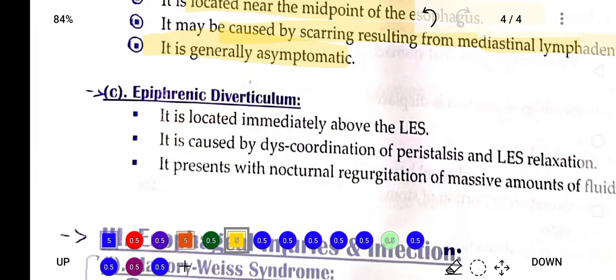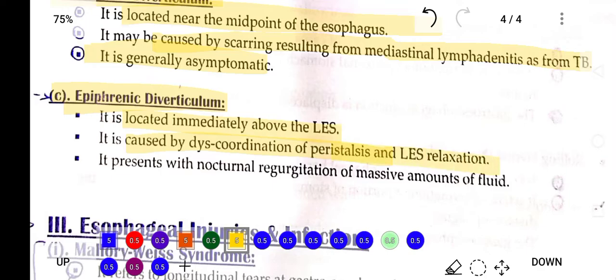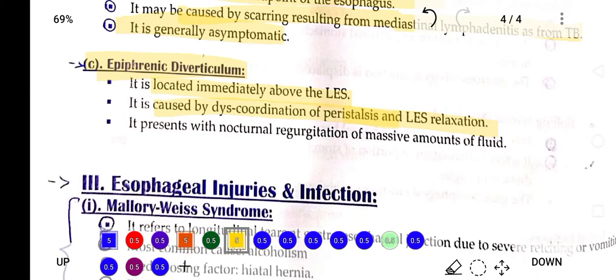Epiphrenic diverticulum, another type of diverticulum, is located immediately above the lower esophageal sphincter. That's why it is known as epiphrenic, above the diaphragm, diverticulum. It is caused by discoordinated peristalsis and lower esophageal sphincter relaxation, and presents with regurgitation and a massive amount of fluid occurs in this type of diverticulum, epiphrenic diverticulum.